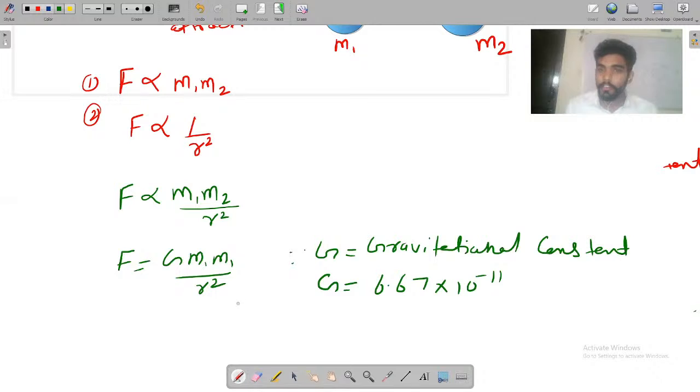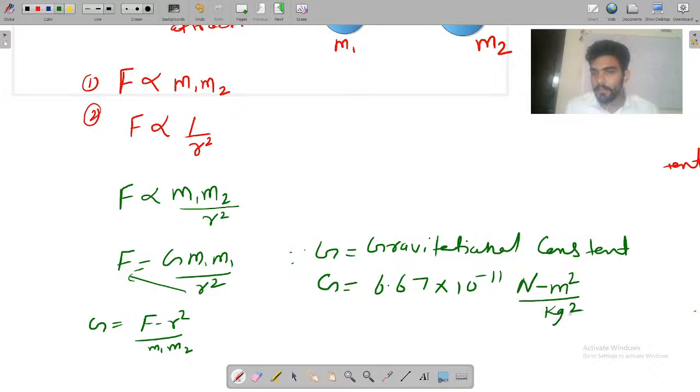Now we can calculate the unit of G also. If I calculate G from here, r square will go to this side, so G will be F into r square upon m1 m2. The unit of force is Newton, and the SI unit of r is meter, so r square is meter square, upon kg square, since the unit of mass is kg. So the unit will be Newton meter square upon kg square. Okay, this will be the unit.